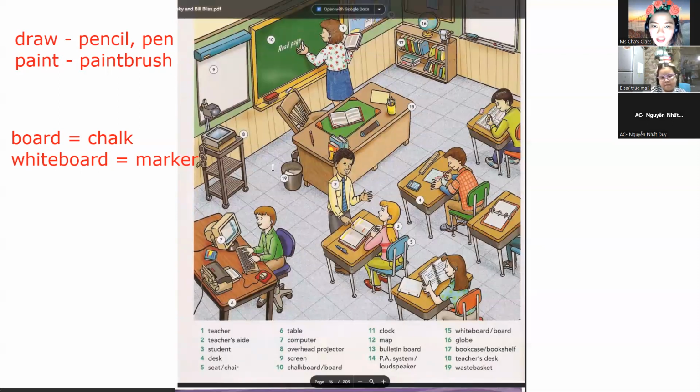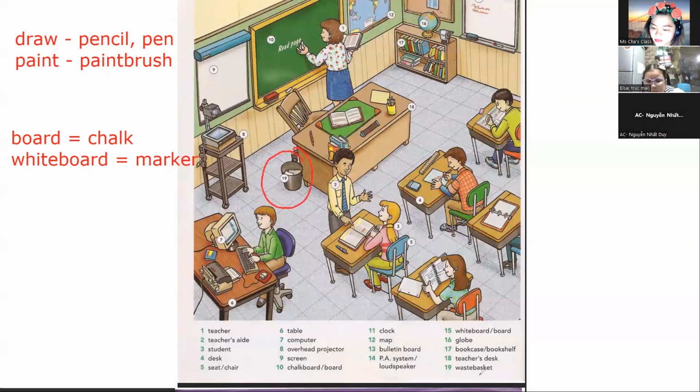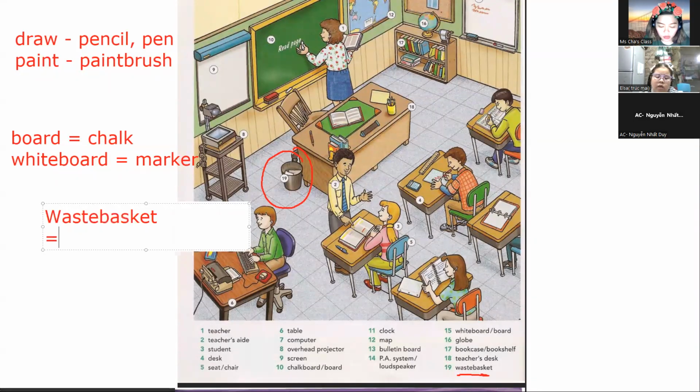Of course, number 18, we have teacher's desk. And number 19, waste bucket. Elsa, we call this waste bucket, or waste basket. Or Elsa, in a modern generation, we call this trash can or bin.